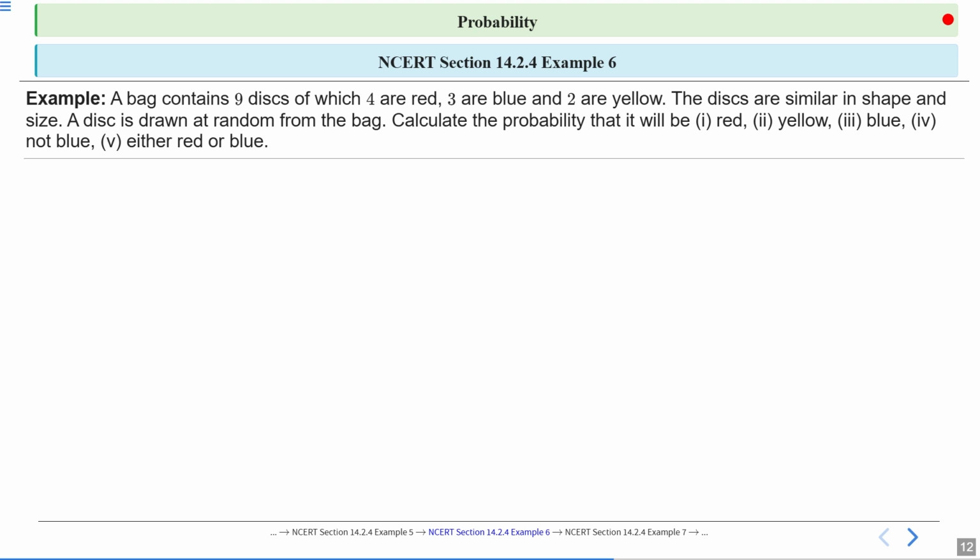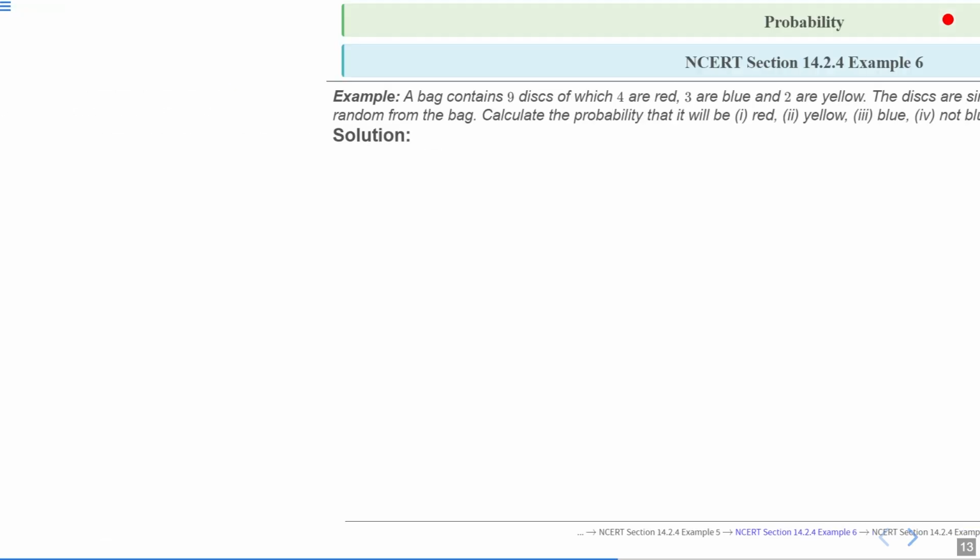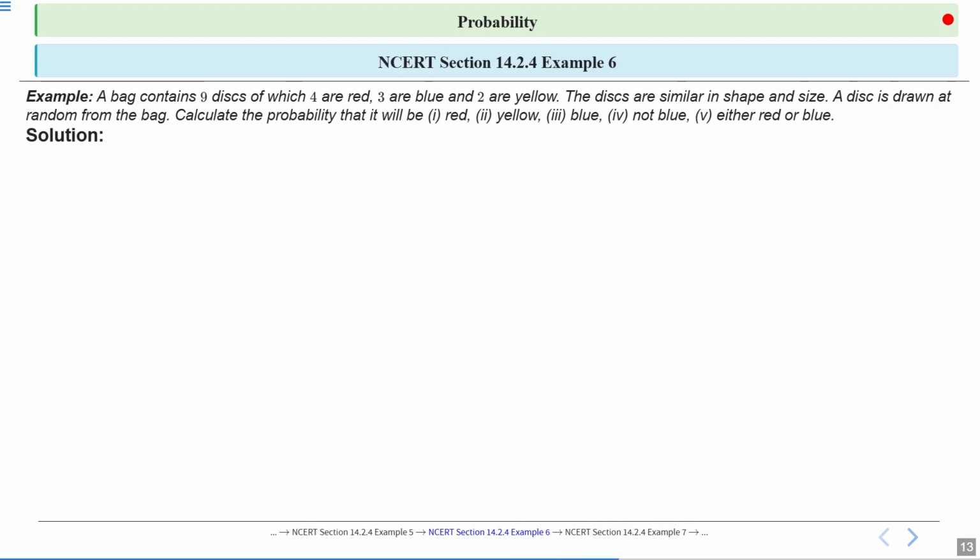Okay, students, I hope you tried to solve this example. Now we will solve it step by step. How many discs are in the bag? There are 9 discs in all, so the total number of possible outcomes is 9.